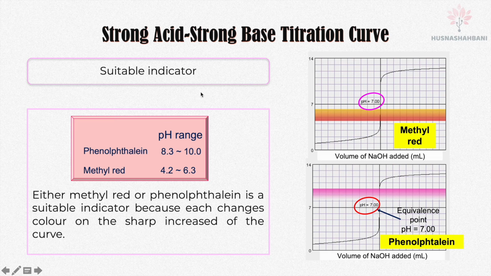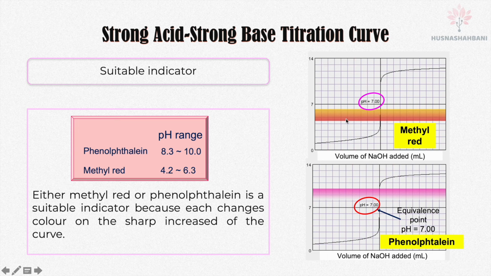Now we'll look at the suitable indicators for a strong acid, strong base titration curve. Suitable indicators are phenolphthalein and methyl red. The pH range for phenolphthalein is 8.3 to 10 and for methyl red is 4.2 to 6.3. Either methyl red or phenolphthalein is a suitable indicator because each changes color on the sharp increase of the curve, meaning this pH range is close to 7. There will be a color change within this pH range. So 4.2 to 6.3 is nearly 7.